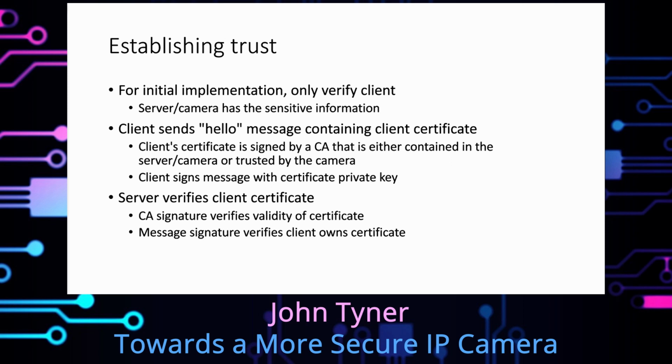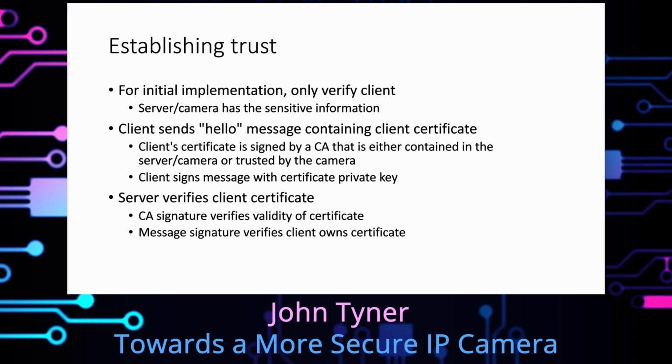The camera, when it receives this message, verifies that the certificate has been signed by the CA. This verifies that the client certificate is trusted. The camera also verifies that the message has been signed by the private key associated with the certificate's public key. This proves that the sender of the message is the owner of the certificate in question. If either of those checks fails, then the message is silently discarded.